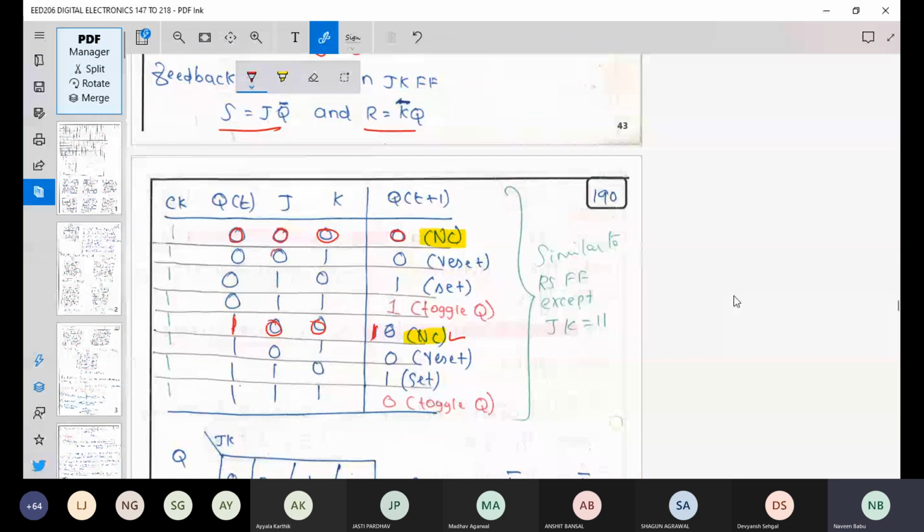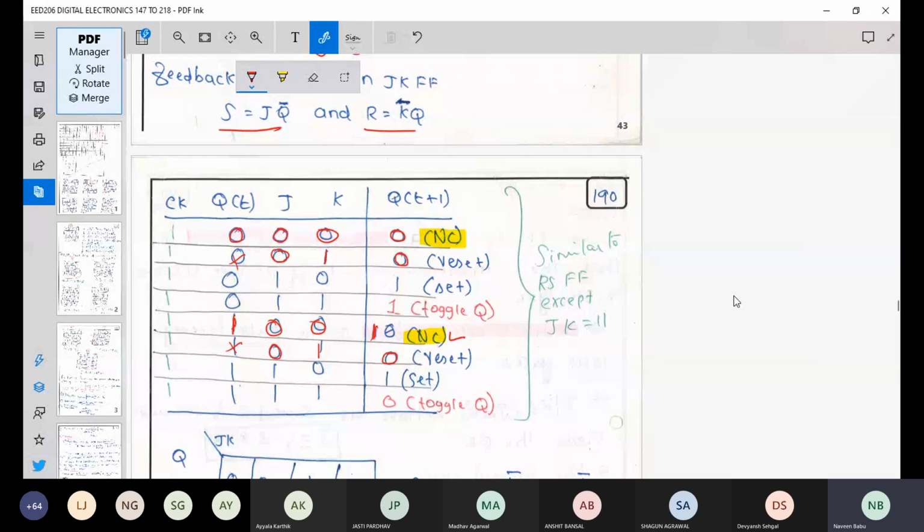Similarly, the case for setting. When J is 1 and K is 0, we are not bothered about what is your present state. All we need to look at is we are setting our flip-flop. Now comes the last case.